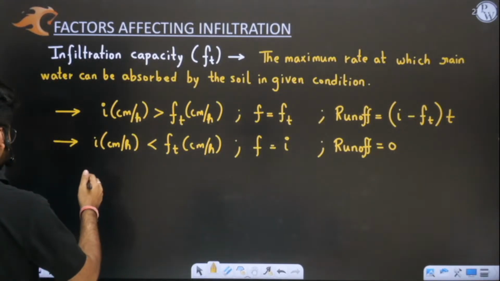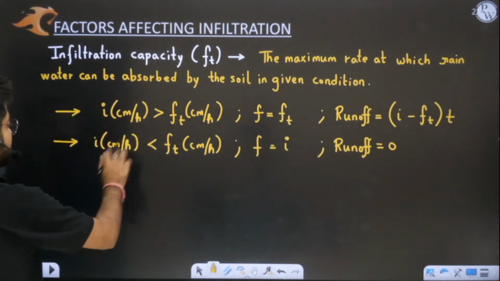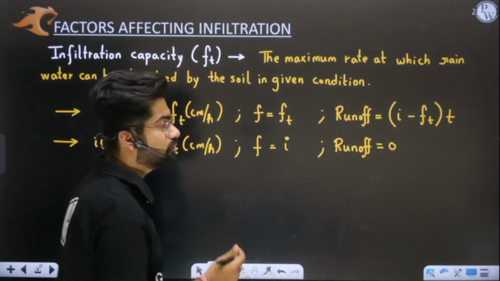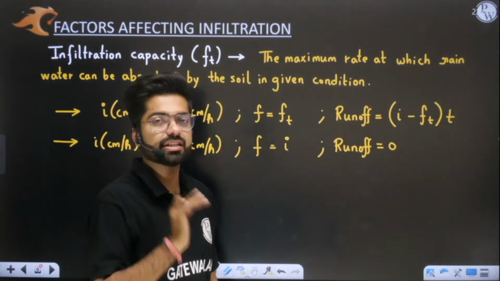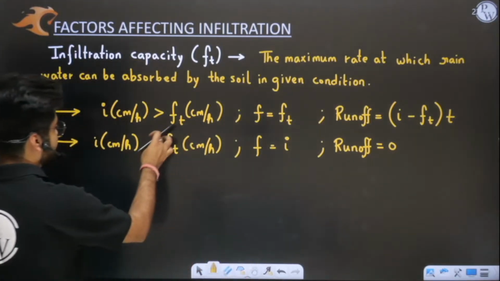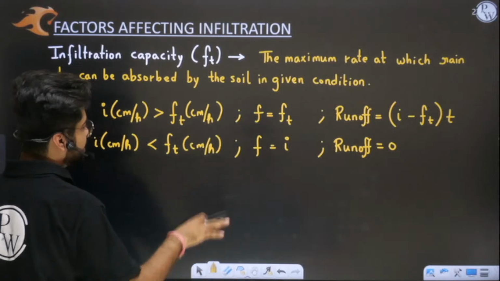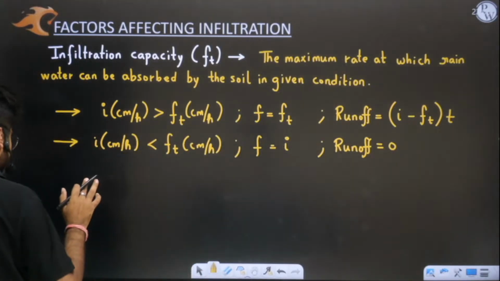But you need to understand one thing here: when the intensity of rainfall is less, what will happen? All the water of rain will go inside the ground. If intensity is less than the maximum absorbing capacity of your ground, in that case runoff will be zero. I hope this was clear to you.